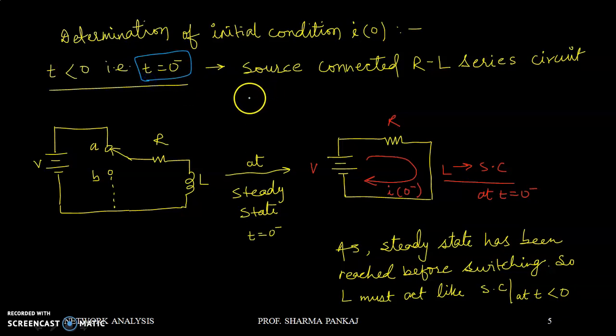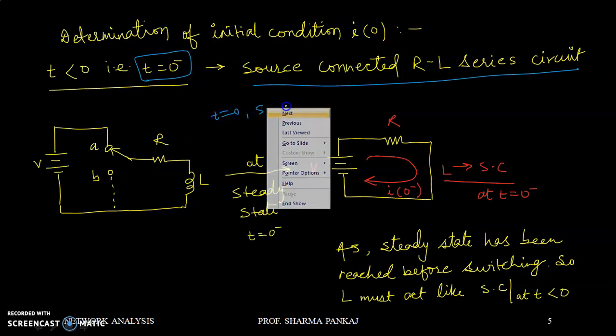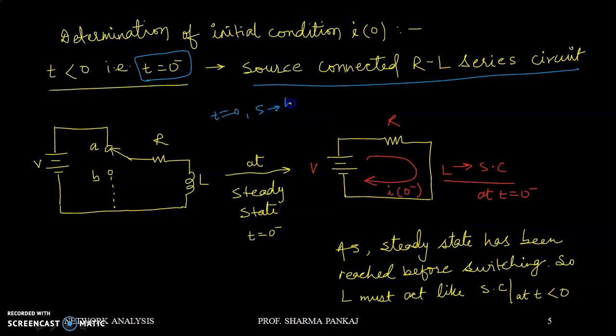Source connected RL series circuit. See this. At t equal to 0 the switch S was connected to B, but before that it was connected to A. At what time? At time t tends to 0 minus.